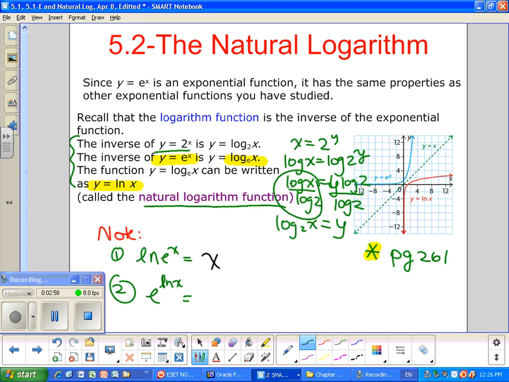Likewise, if you do that in the reverse order, we have a base of e, and we have ln, which also has a base of e. So all you're left with is x.